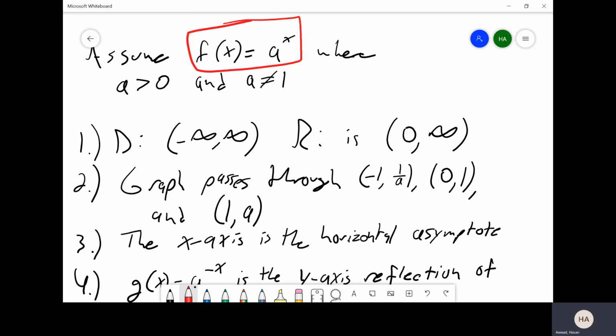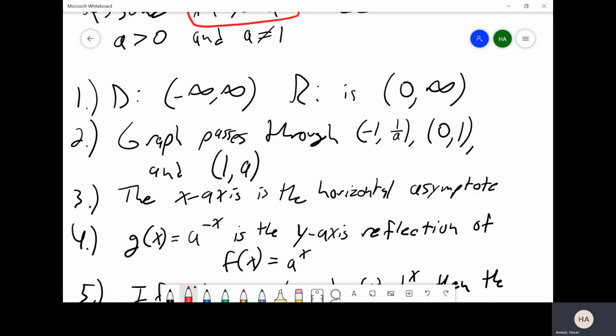It's always going to go through the point 0, 1. And finally, it's always going to go through the point 1, comma, and again, whatever your base is. So if your base was 7, then in this case, it would go through 1, 7. Okay, so those 3 points guaranteed every time. You know those 3 points are going to exist on your graph as long as your function is in the form boxed in red.